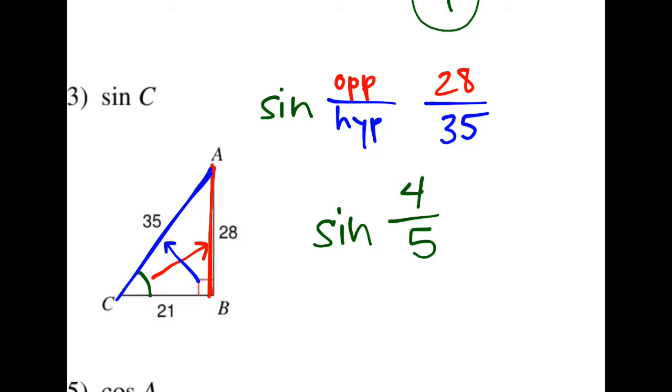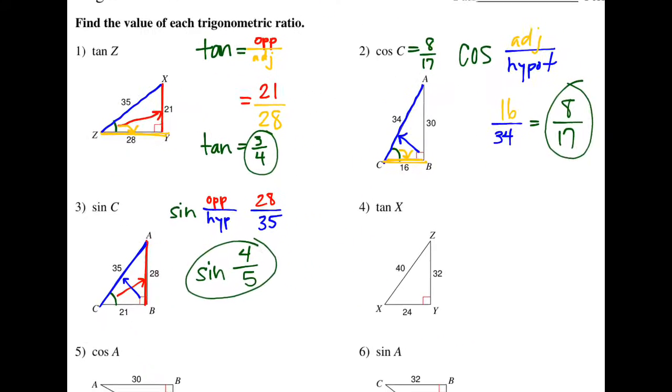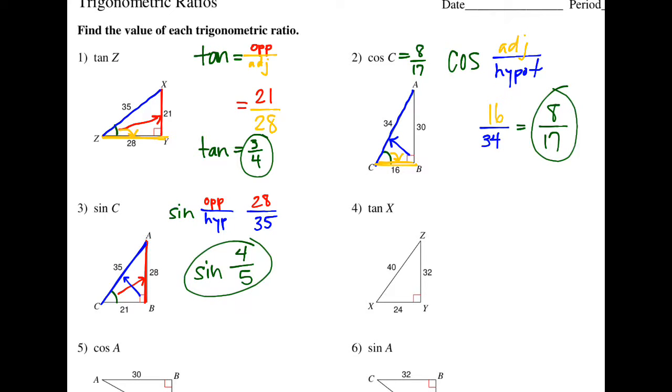4/5. The sine of angle C is equal to 4/5. All right, we're going to go a little bit quicker through the rest of these. I did one of tangent, one cosine, and one sine.